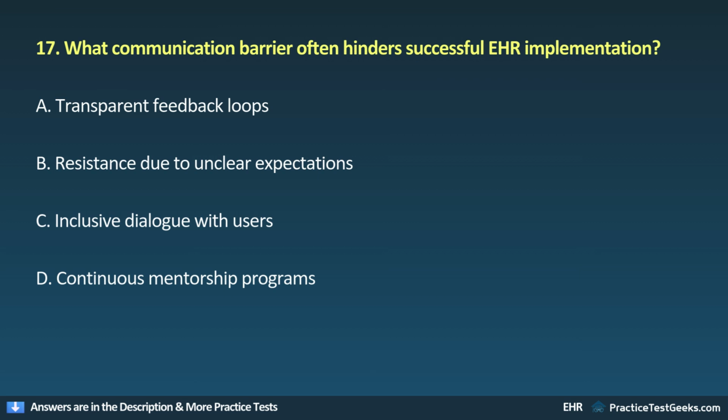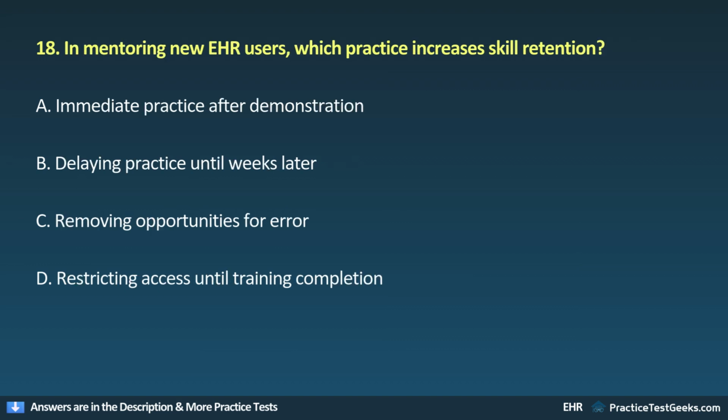17. What communication barrier often hinders successful EHR implementation? A. Transparent feedback loops. B. Resistance due to unclear expectations. C. Inclusive dialogue with users. D. Continuous mentorship programs.